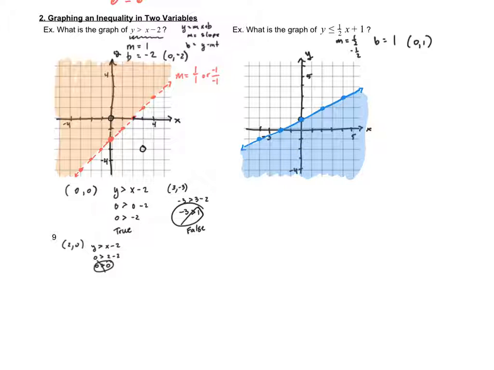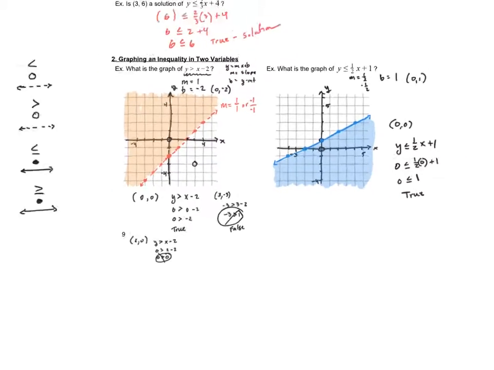And again, you can plug a number in there. Origin is often very easy to use. So using the origin, I could say 0, 0. So we have y is less than or equal to 1/2 x plus 1. So substituting in 0, 0 is less than or equal to 1/2 times 0 plus 1, and that gives me 0 is less than or equal to 1. And yes, that is a true statement. True. So there, my solutions do fall within that blue shaded area.